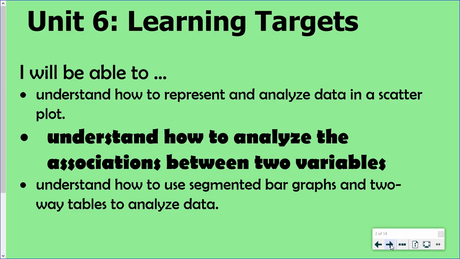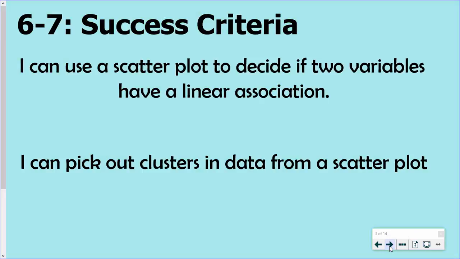All right, so we are still working on our second learning target, which is being able to understand how to analyze the associations between two variables. At this time, we should be already successful with the first one, understanding how to represent and analyze data in a scatter plot. And then we will next week get into understanding how to use segmented bar graphs and two-way tables to further analyze data. Today, you should be able to walk out the door knowing how to use a scatter plot to decide if two variables have a linear association. You should also be able to pick out clusters in data from a scatter plot after today's lesson.